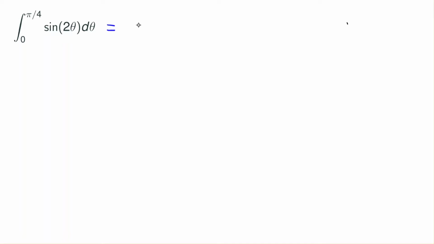We know that if we take the derivative of cosine 2 theta, we get negative sine 2 theta times 2, right? So the derivative of cosine 2 theta is negative sine 2 theta. So negative negative becomes positive sine 2 theta. We also need to divide by 2. Okay? And evaluate at pi over 4 and evaluate at 0.